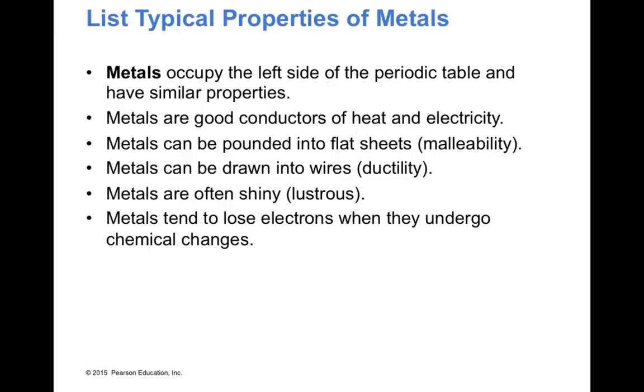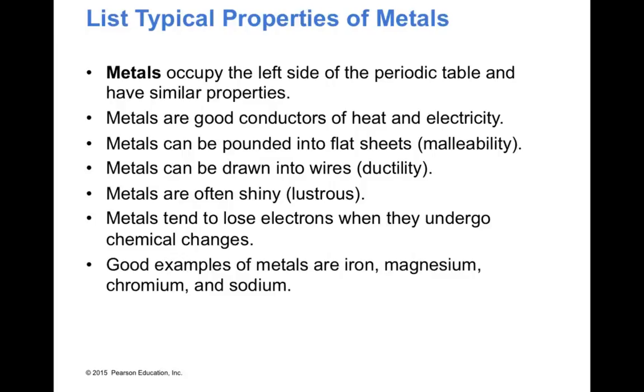Metals tend to lose electrons when they undergo chemical changes. Good examples of metals are iron, magnesium, chromium, and sodium.